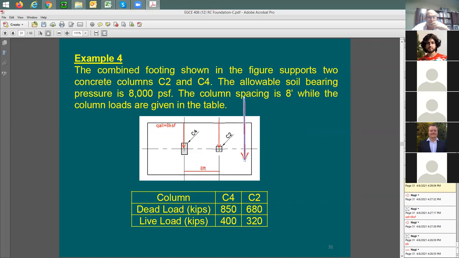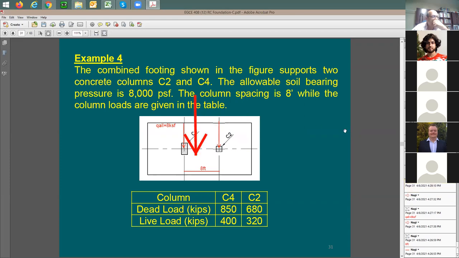C4. Why is that? Because of greater loading. Yeah, it's bigger loading. So the resultant is going to be on this side, towards this side. And if I'm trying to eliminate the amount of rotation, which means the amount of moment, for one big footing, I will try to put this right in the dead center of the footing.